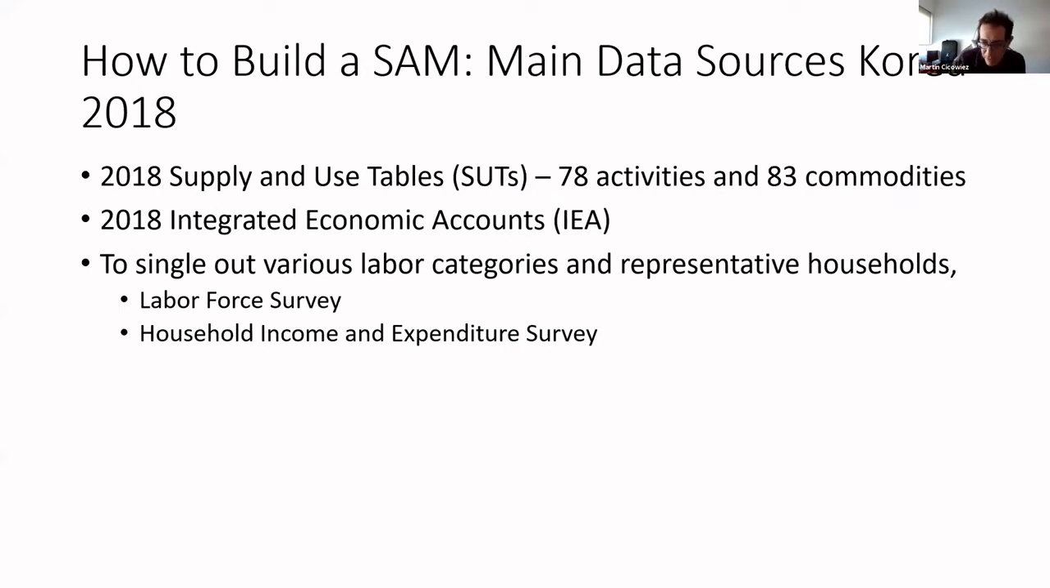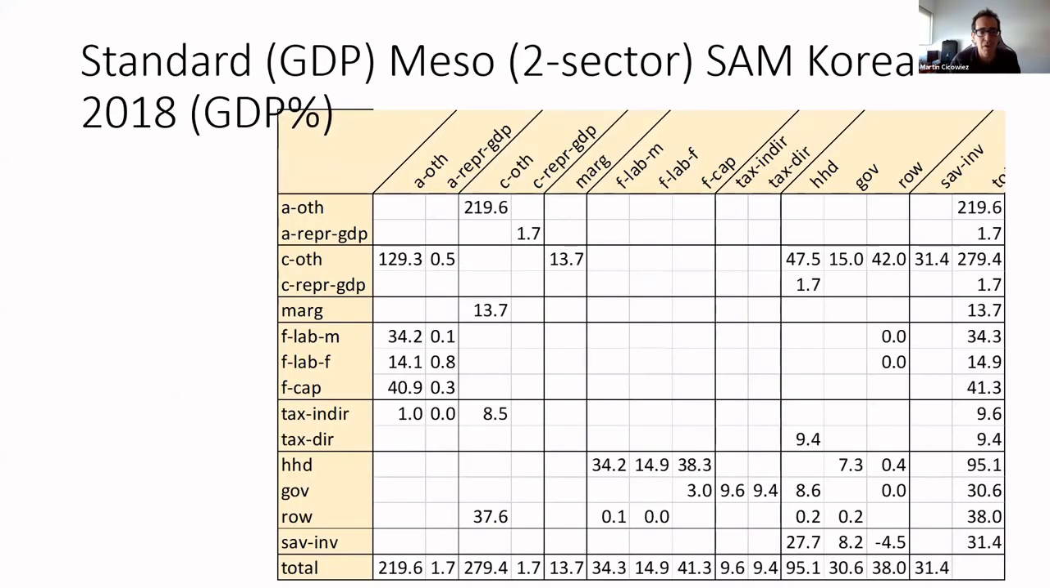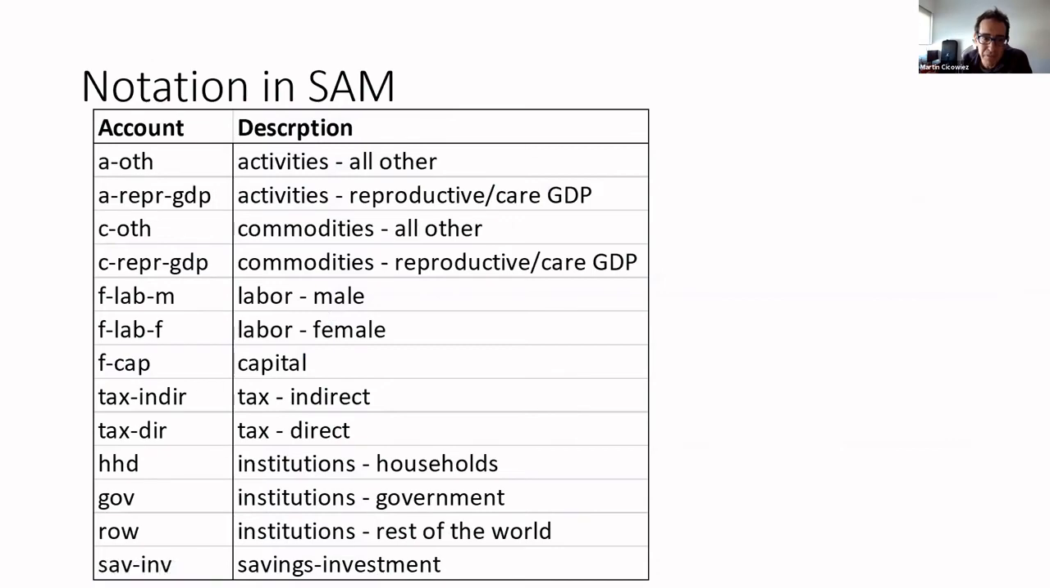Okay, so let me show you an example of a social accounting matrix. This is for Korea 2018, and this was built using supply and use table and integrated economic accounts. In this case, we have more than one labor category, and we use a household survey for that. So this is a social accounting matrix for Korea. It's a two-sector social accounting matrix. We have the accounts here. In the next slide, you have the explanation of the different accounts.